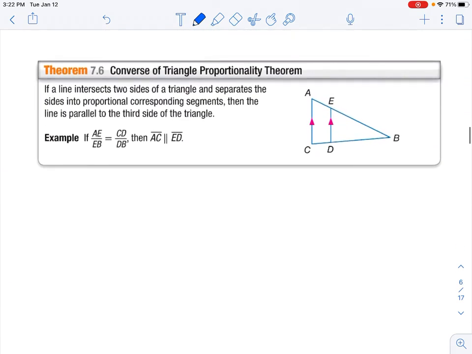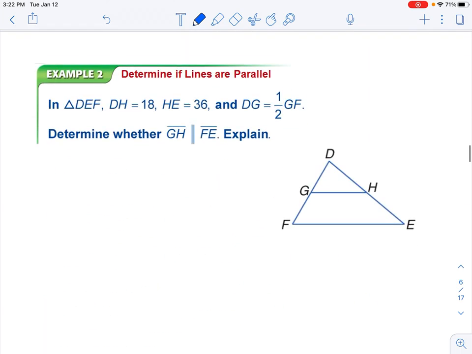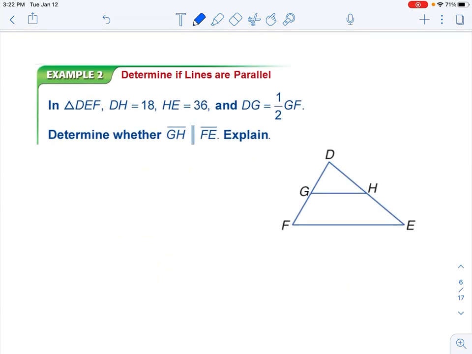All right, now we have the converse of the triangle proportionality theorem. So we still have the triangle proportionality theorem, it's just the opposite now. If a line intersects two sides of a triangle and separates the sides into proportional corresponding segments, then the line is parallel to the third side of the triangle. So it's saying if we are given proportionalities, then we know parallel. So we're going to check it.